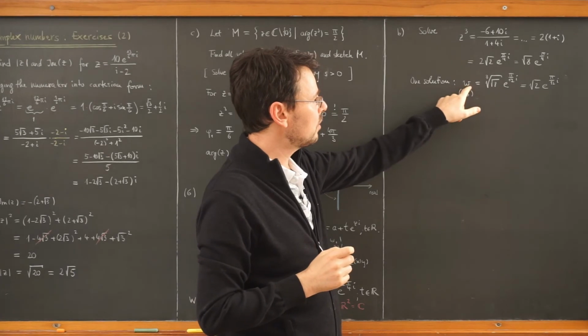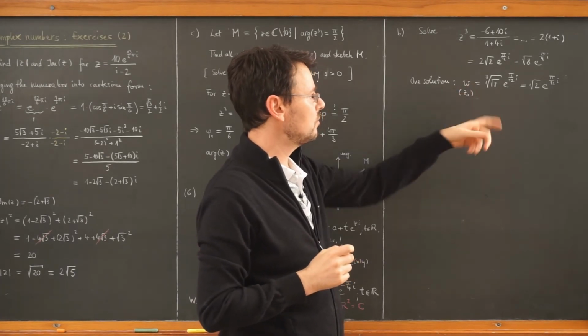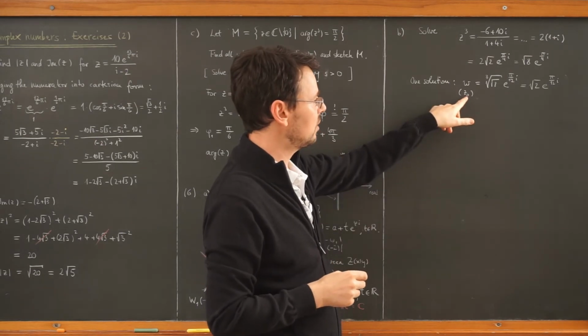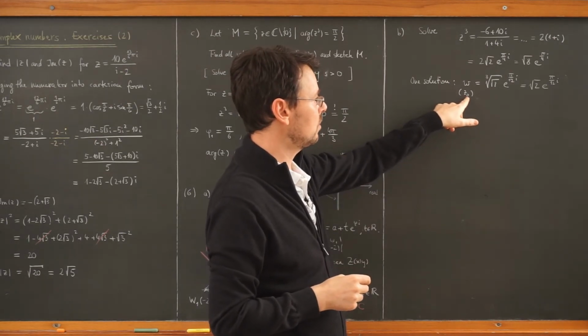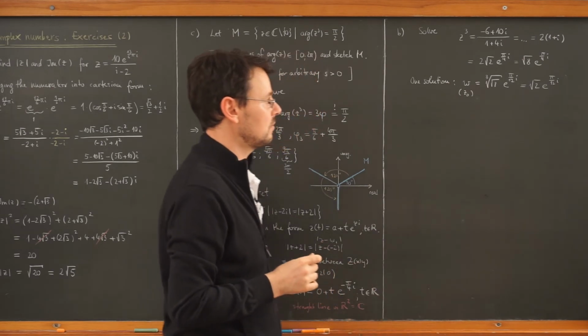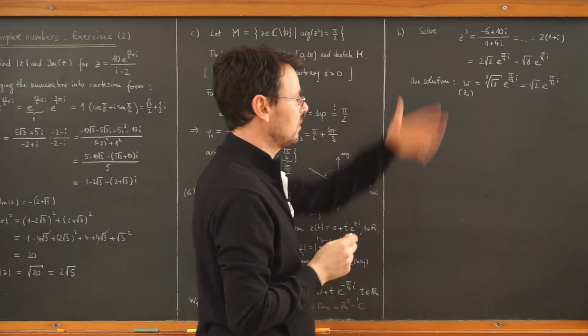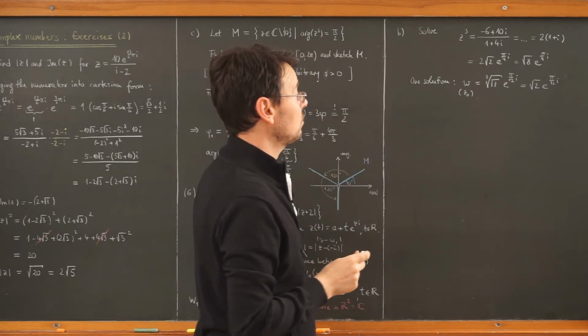So in my book I call this first solution W, for German Wurzel. In the solutions to this exercise sheet I call it z sub 0, or z0, so that there's no confusion. I wanted to show you these two notations. It doesn't matter at all, you can call this whatever you want.